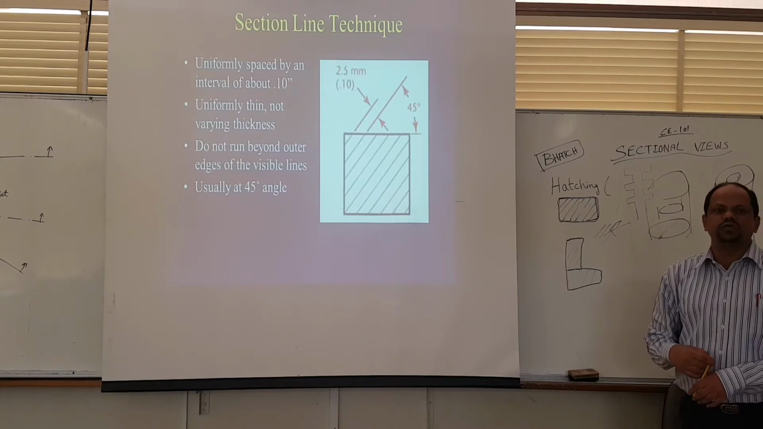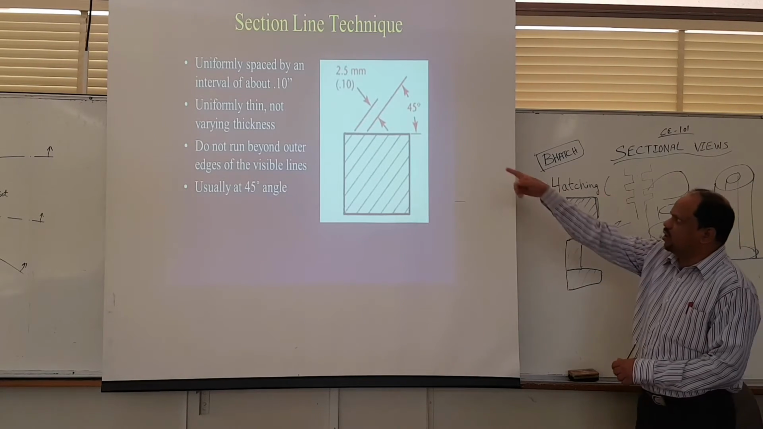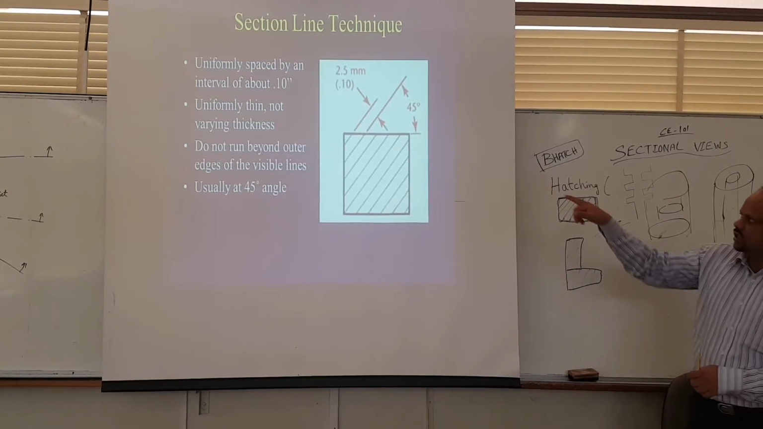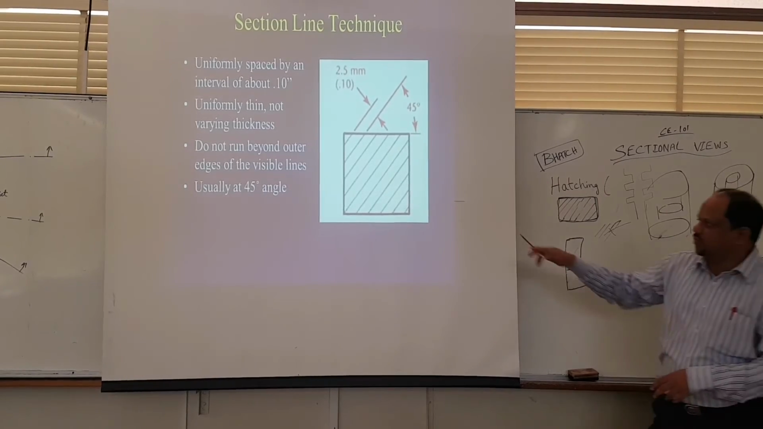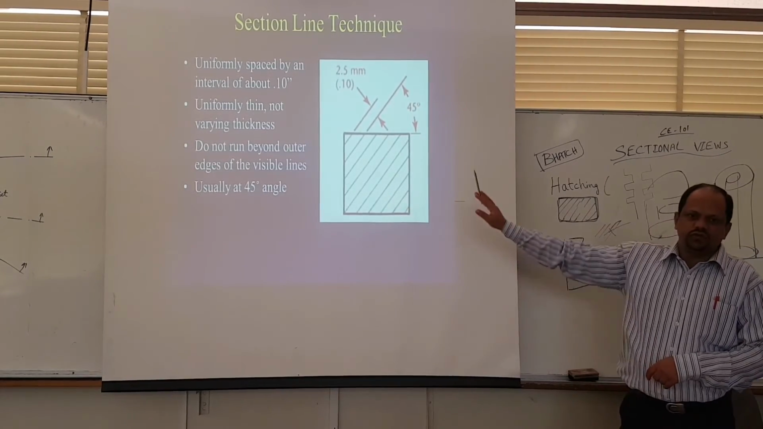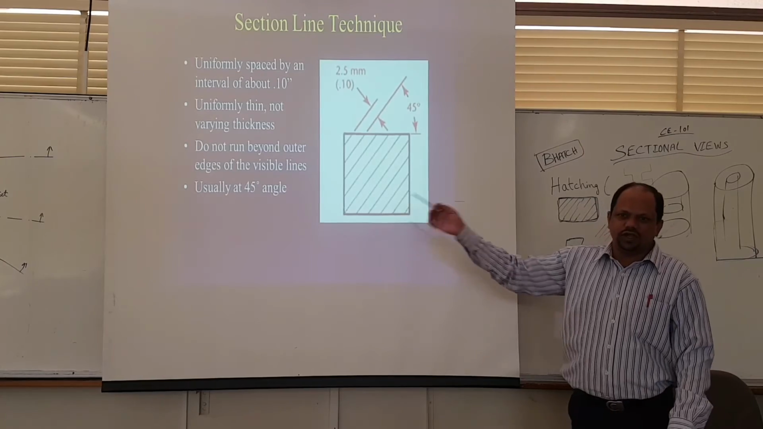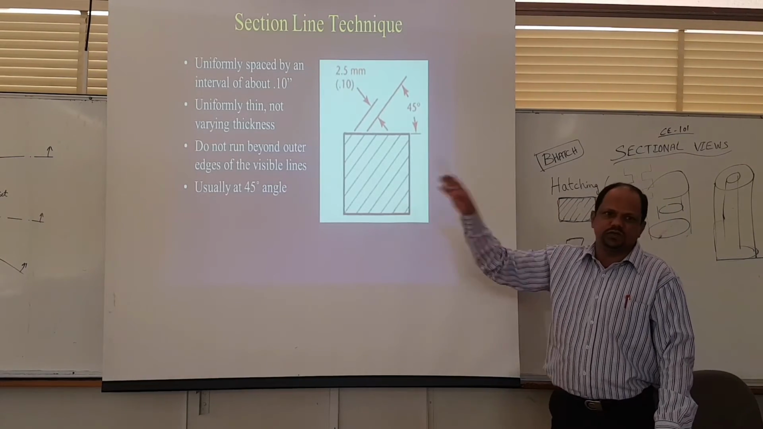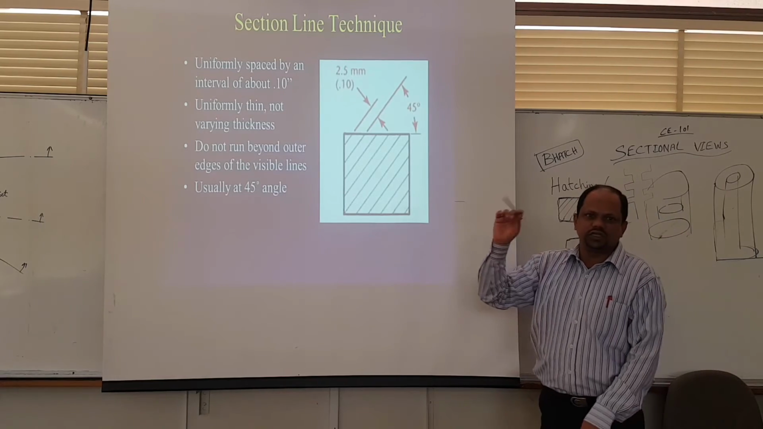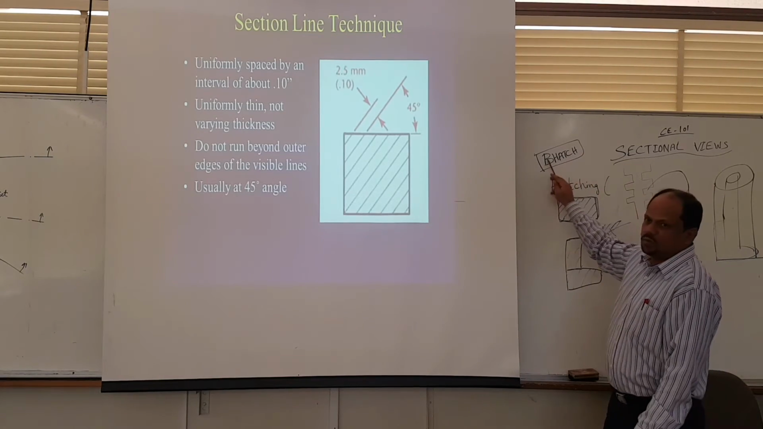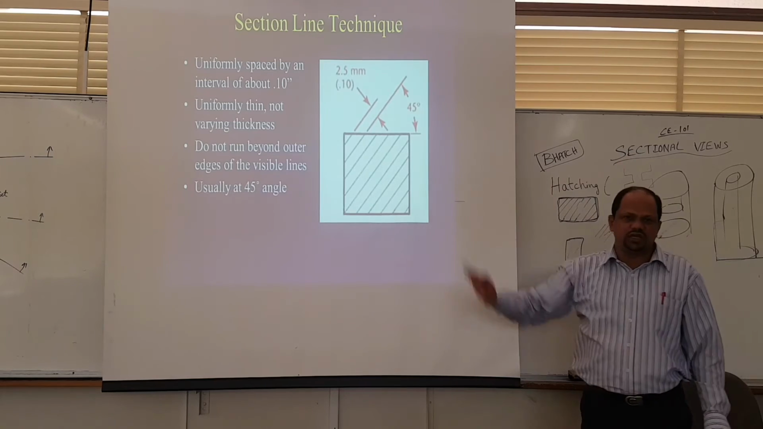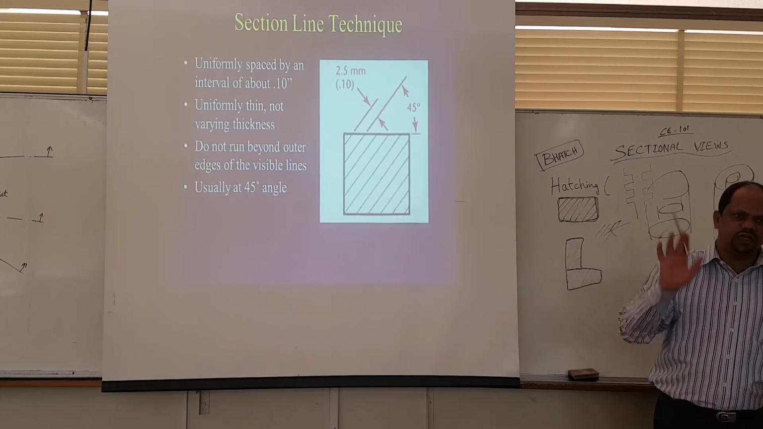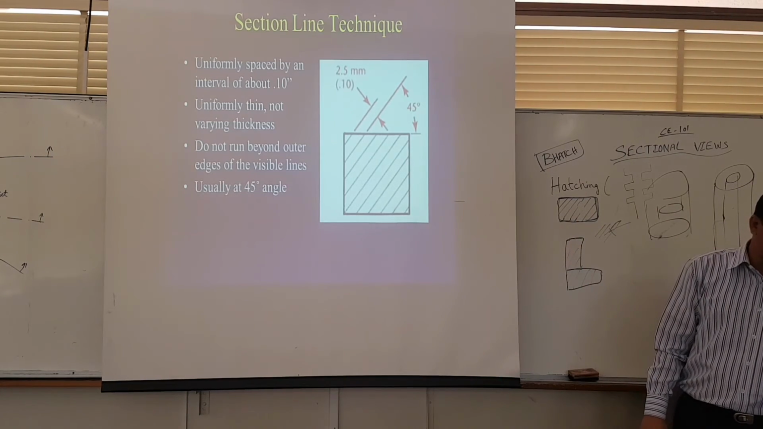Section line technique, how to do section lines? Usually these lines are drawn at an angle of 45 degrees and the distance is 2.5 millimeter from each line. Fortunately, we are all using AutoCAD. We are not doing drafting or using a pen, pencil, etc. So this is very simple. AutoCAD will take care of it. Just give the command hatch, boundary hatch, and it will draw these lines. It will draw exactly 45 degrees, maintaining length, distance, everything.